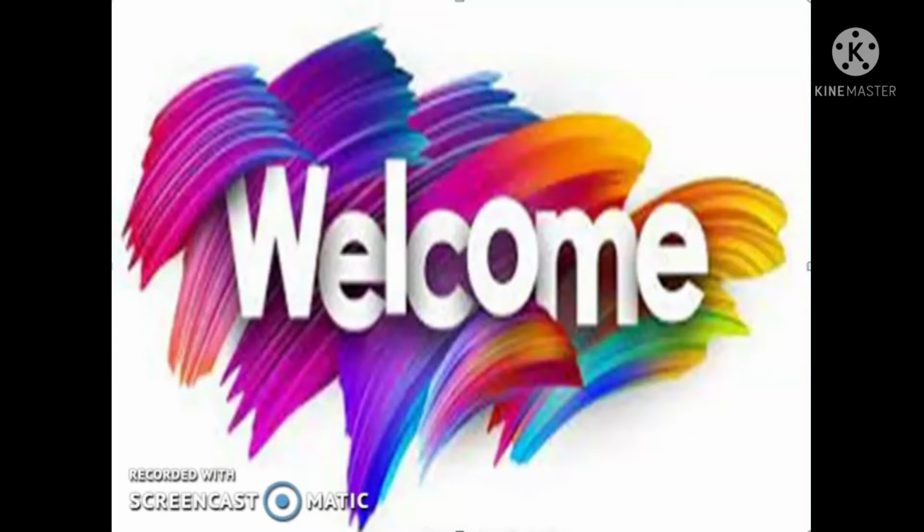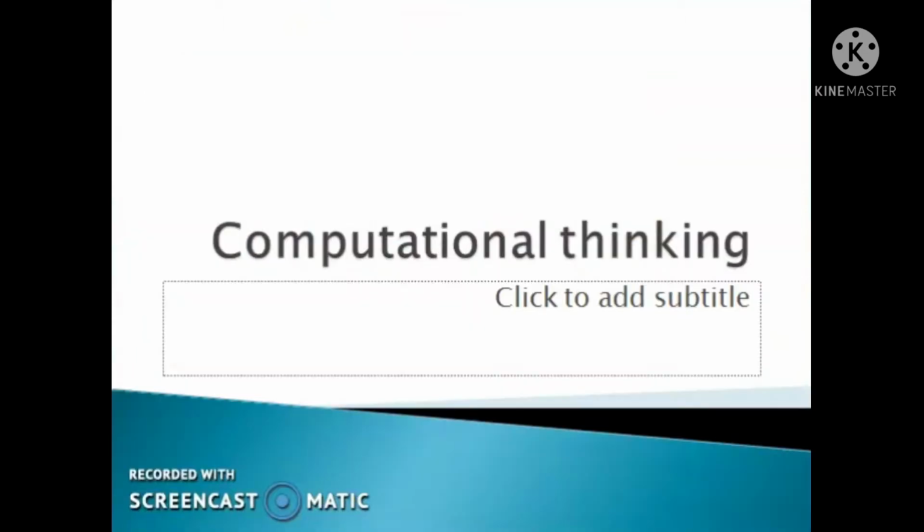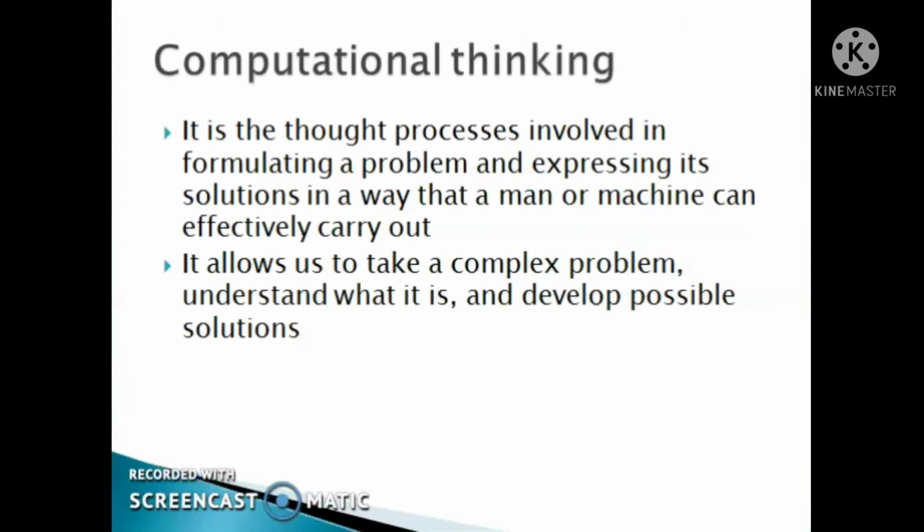Today we are going to discuss computational thinking. Computational thinking is the thought processes involved in formulating a problem and expressing its solutions in a way that a man or machine can effectively carry out. So, to write any program, first we have to think computationally about the problem and its solution, and then we have to write the program in a programming language.